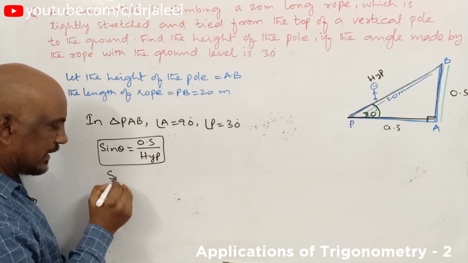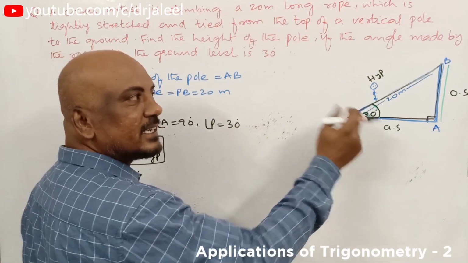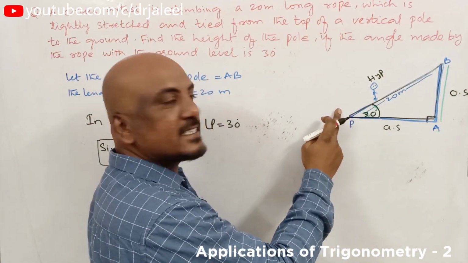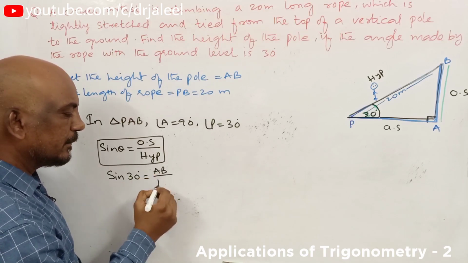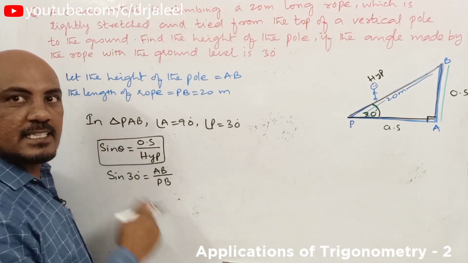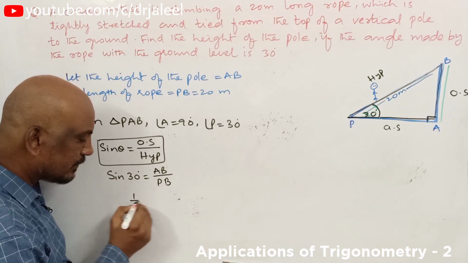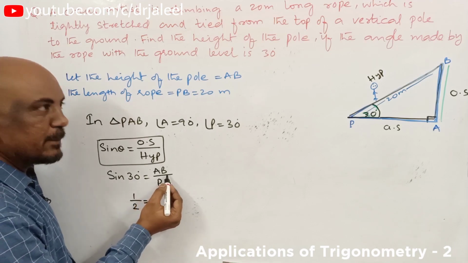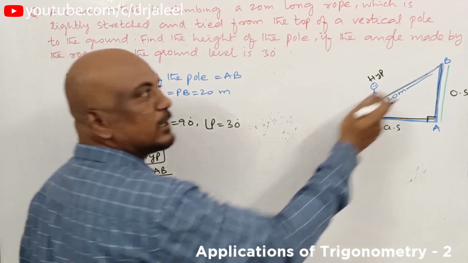So now let's substitute the values. Sine theta, theta is how much, beta? It's 30. The opposite side is AB and the hypotenuse side is nothing but PB. AB by PB. In the third step, we are going to substitute the values. What is sine 30 from the table? Sine 30 is 1 by 2. And AB is not known to us. But PB, you have the value of PB.